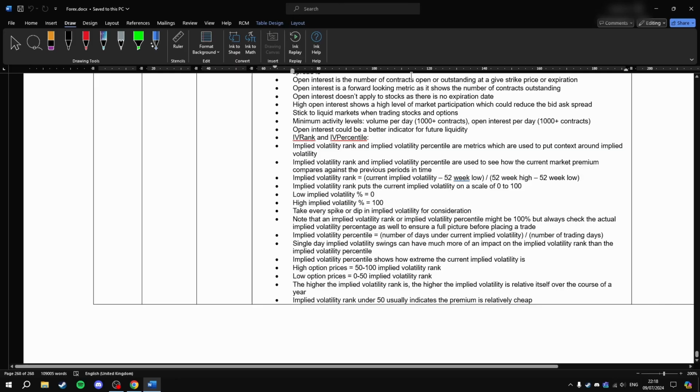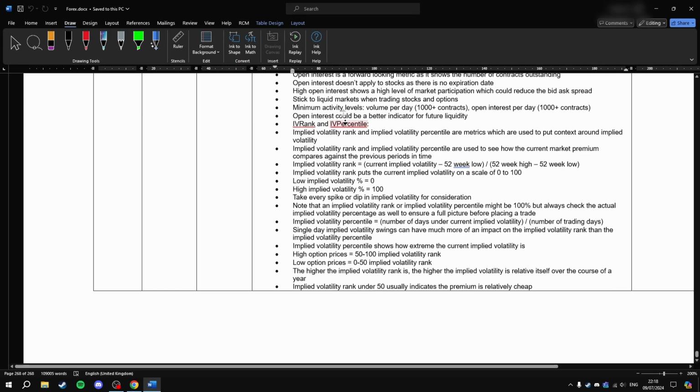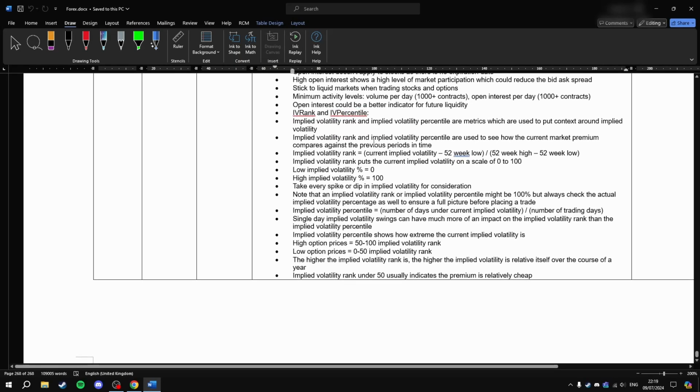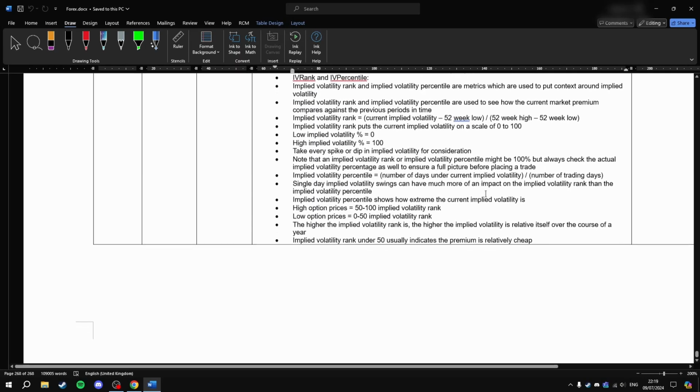Open interest is a forward-looking metric as it shows the number of contracts outstanding. So open interest doesn't apply to stocks as there is no expiration date for them. High open interest shows a high level of market participation, which will reduce the bid-ask spread. Stick to liquid markets when trading stocks and options. They gave us some minimum recommended activity levels. Volume per day, 1,000 plus contracts. Open interest, 1,000 plus contracts. Open interest could be a better indicator for future liquidity. And that's that. Then I went through the implied volatility rank and implied volatility percentile.